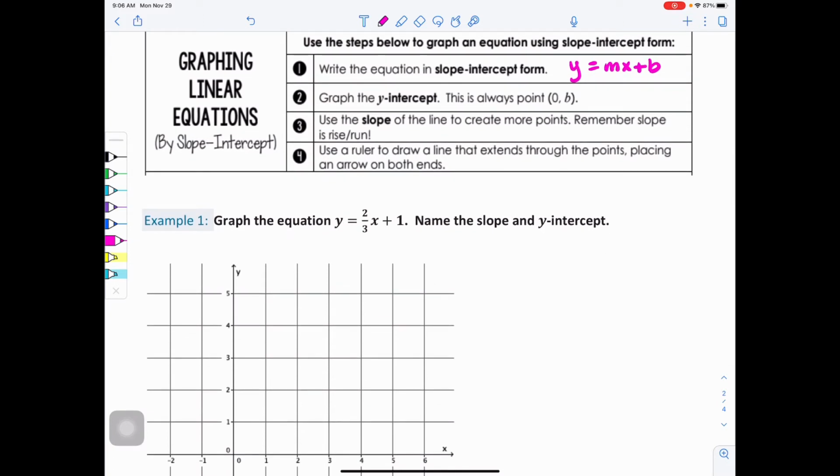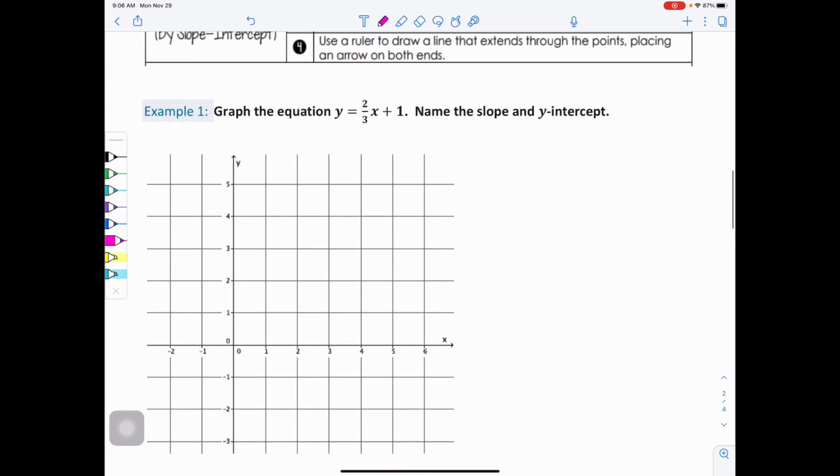Graph the equation y = 2/3 x + 1. Name the slope and y-intercept. So I look at the form and I see it is in y = mx + b, or slope-intercept form. So step 1 is done. Step 2, I'm going to graph the y-intercept. Step 3, I'm going to use the slope. So the first thing we want to do is actually record what the slope is. So my slope is the number in front of x, that's 2/3. We also want to record the y-intercept, which is the number without a variable, which is a 1.